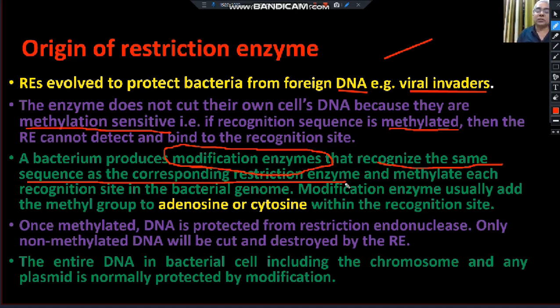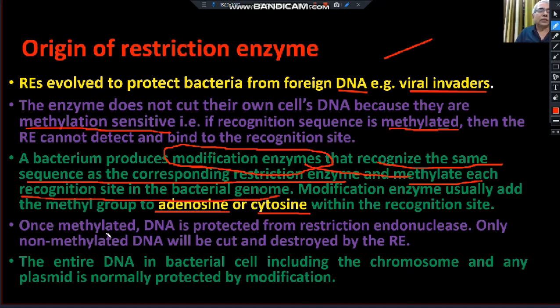ये सीक्वेंस बैक्टीरियल जीनोम में प्रेजेंट है, एट द सेम टाइम दिस मॉडिफिकेशन एंजाइम मिथाइलेट ईच ऑफ दीज रिकॉग्निशन साइट्स इन द बैक्टीरियल जीनोम, और जैसे ही ये मिथाइलेशन हो जाएगा उस रिकॉग्निशन सीक्वेंस का, now those sequences cannot be determined by the restriction enzyme, and as a result the restriction enzyme will not be able to cleave those sequences. Generally, the nucleotides which are methylated are either adenosine or cytosine.